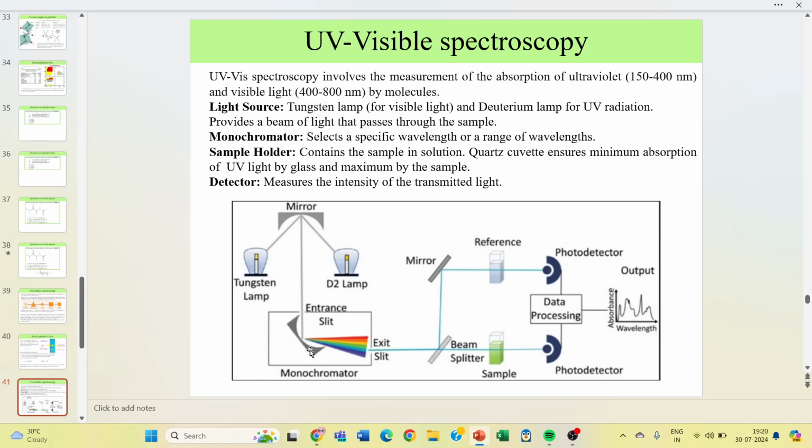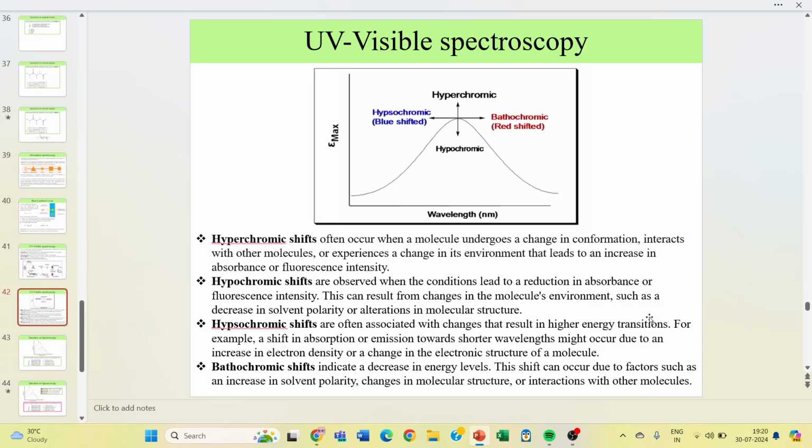It is coming to the monochromator. There is a single slit, so only a specific wavelength is coming from there. Then there is a beam splitter. One part is going to the sample, and a part of it is going to the reference, because there always needs to be a blank. Blank is just the buffer without the protein, and sample is buffer plus your protein of interest. Then the photodetector is detecting, and in the output you're getting the wavelength and the absorbance. From there you can get the concentration of the substance.